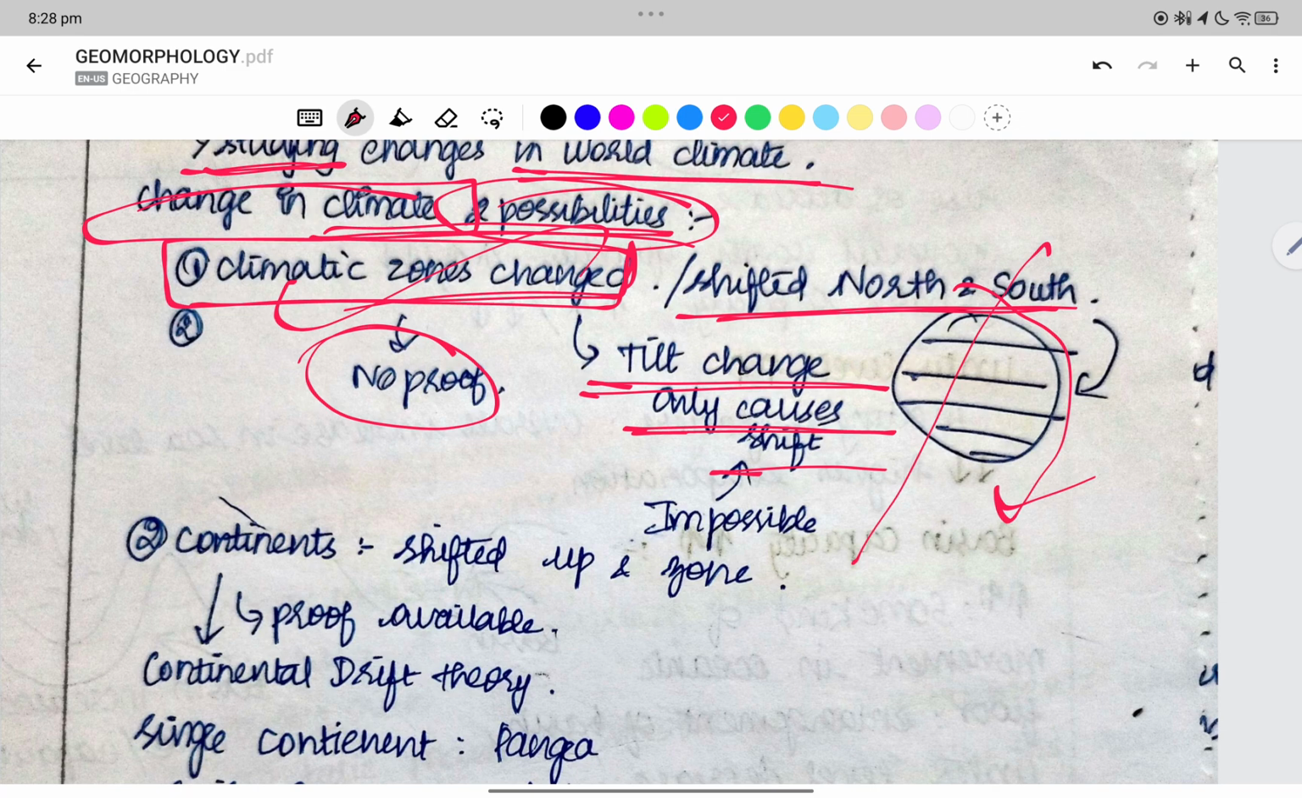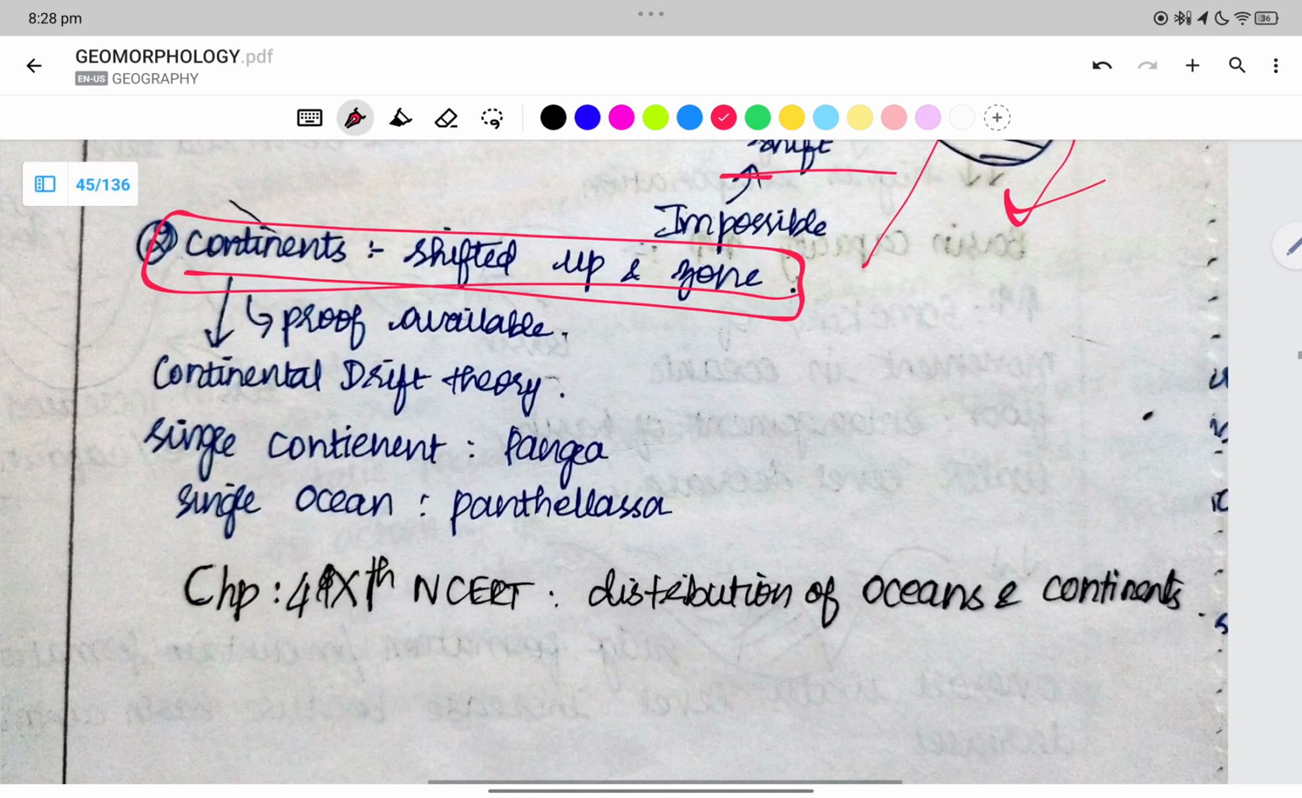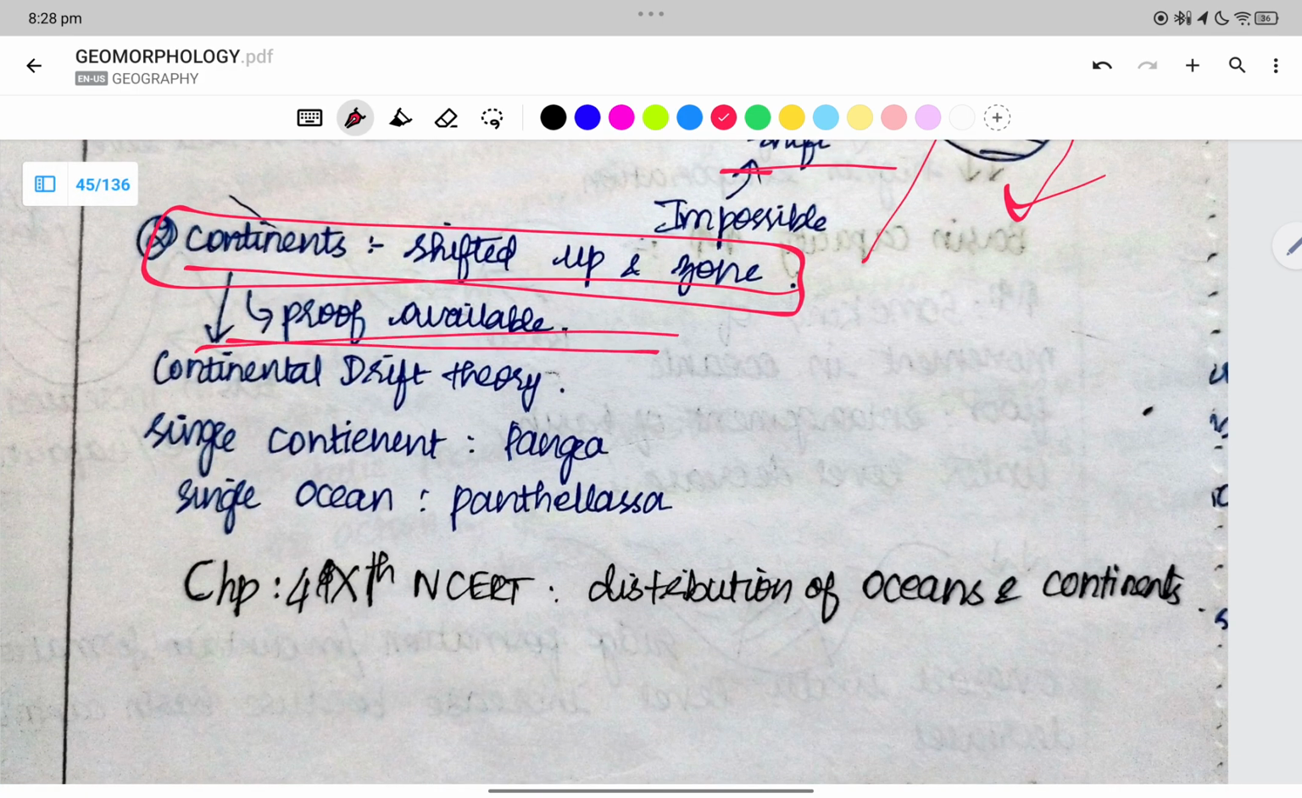But how have the continents experienced various climates? It is because the continental land masses have moved. Continents shifted up and down the zones. Proof is possible. So we have the continental drift theory.